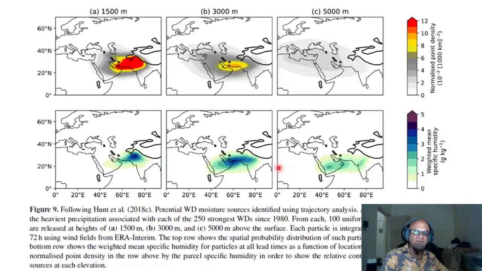Okay, long story short, you are looking at different altitudes at which the particles are released to backtrack and try to find the source of the moisture. This is the amount of moisture with weighted mean specific humidity in grams per kilogram. This is the normalized point density. So you can see lower level, mid level, and this is around 500 hectopascal, and 3000 and 1500. So basically it confirms what we said before, that a lot of the moisture is coming from the Arabian Sea.